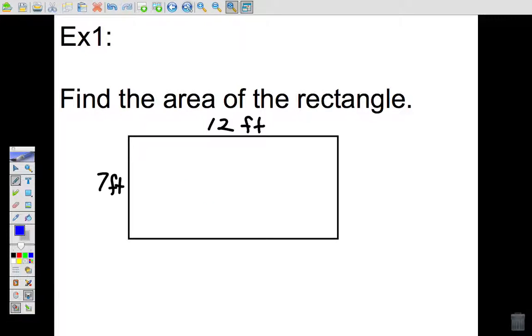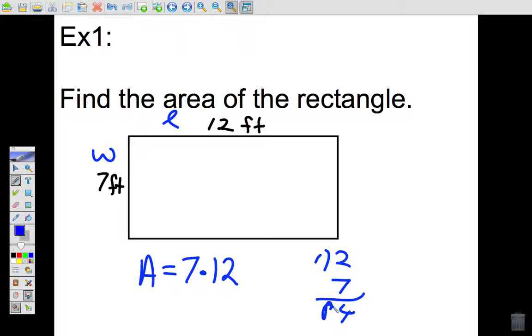Let's take a look at example 1. It says find the area of the rectangle. I want you to write this one down in your notes. I've got a rectangle that's 12 feet by 7 feet. To find the area of the rectangle, we simply take the length times the width. Does it matter if I say 12 is the length and 7 is the width, or vice versa? No, because the order you multiply doesn't make a difference. So you're going to take 12 times 7, and you get 84. And how are we going to label that? This is in feet, so it's square feet or feet squared.